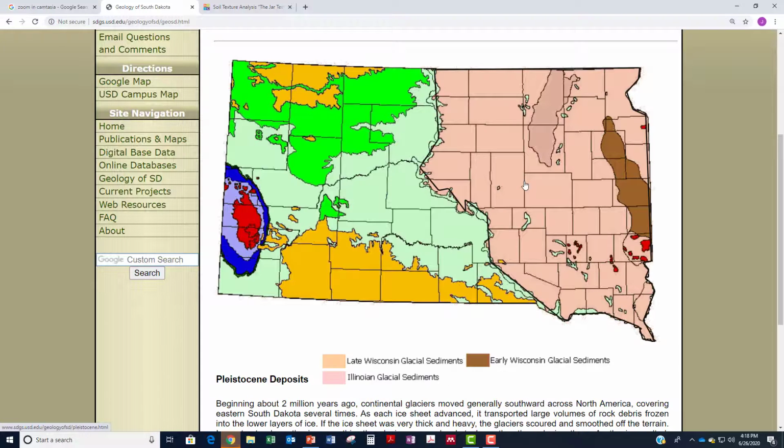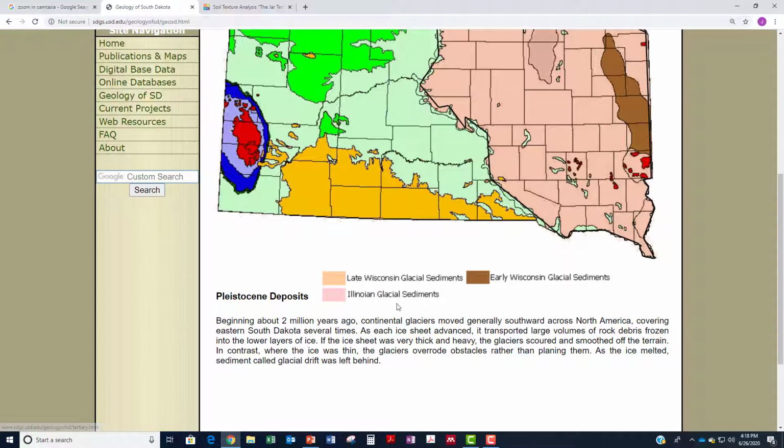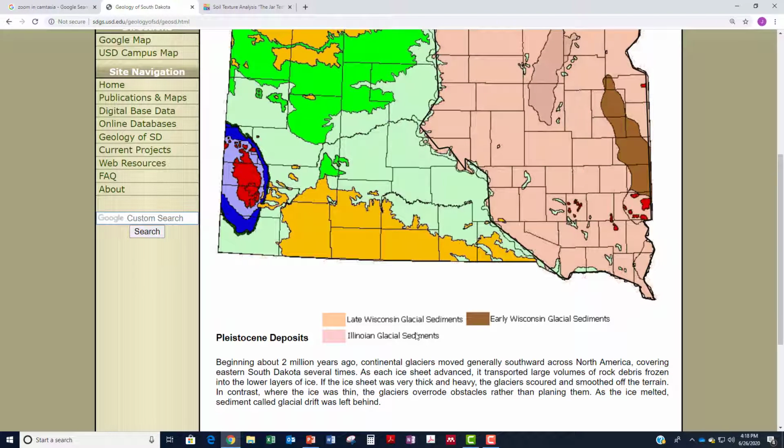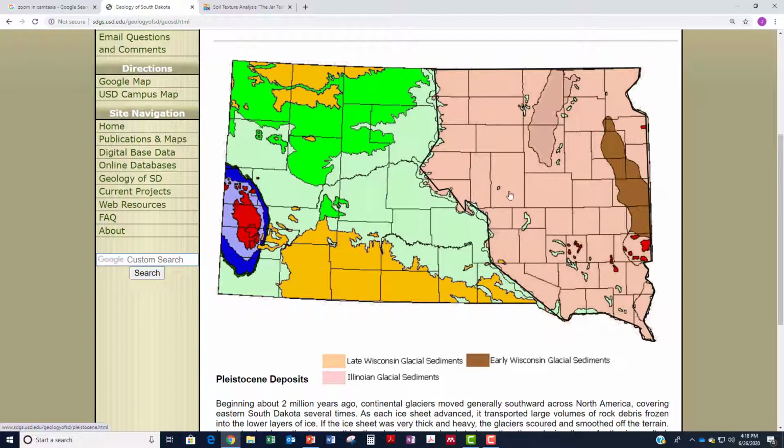So if we click here on the pink areas, then we can scroll down here, and we can see a little description of what happened to reach the soils that we have today. So this area over here was mostly formed through glaciation. The glaciers came through and deposited materials, and glaciers tend to deposit more gravels, more sands, and more silts. Heavier particles fall out of them as well.